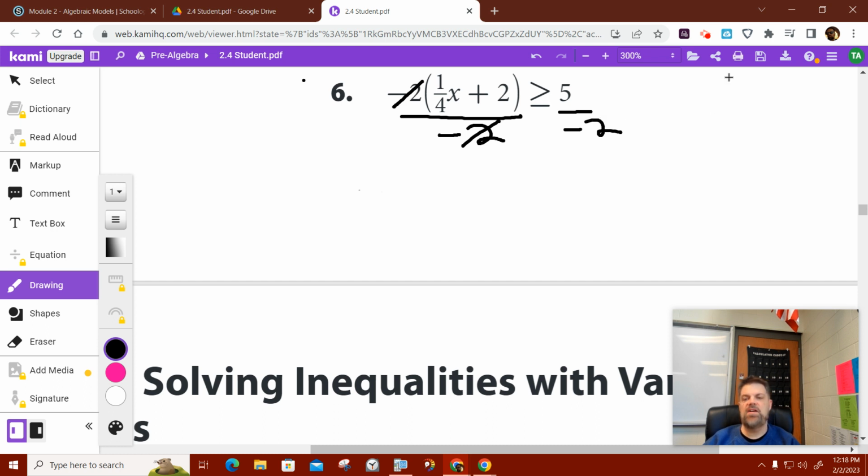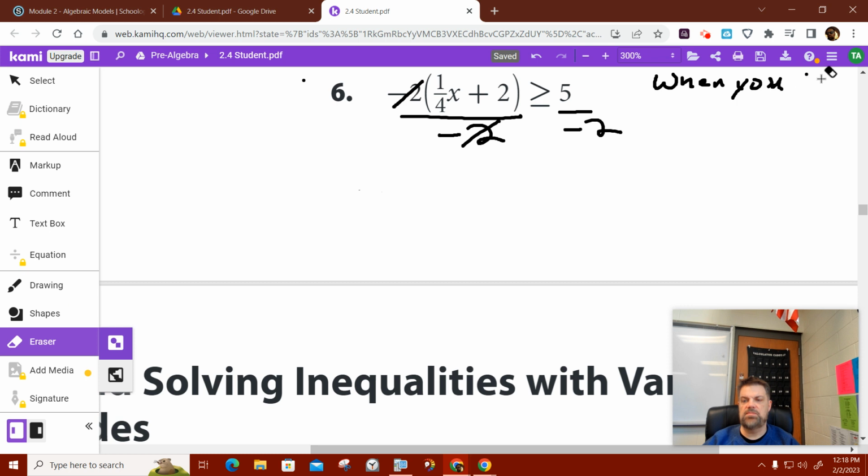whenever I multiply or divide by a negative number, I want you to write this down on your worksheet. I'm saying words and I'm writing them down on my paper. When you multiply, that's the multiplication symbol. Well, it's not a very good one. Let me type this so it looks a little better.